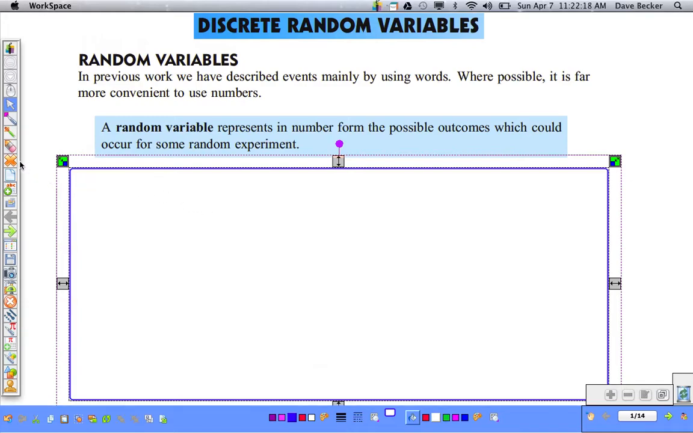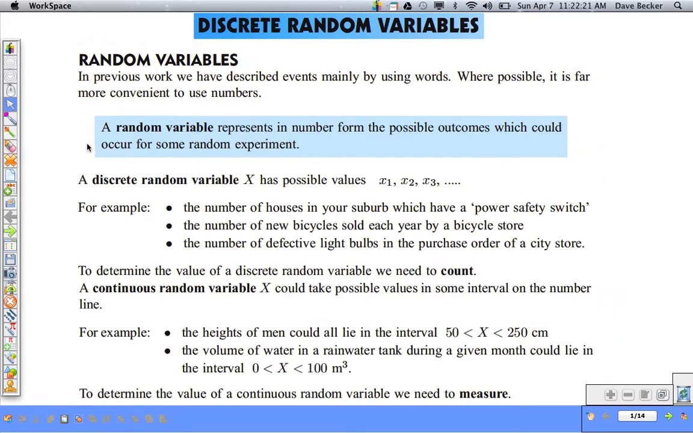So let's take a look at some more information, the different kinds of random variables. What we are talking about here is discrete random variables, and it's very important to know the difference between discrete and continuous. Basically, a discrete random variable, usually represented by the capital letter X, has different possible values. For example, tossing a coin: the possible values are heads or tails. Nice examples here: the number of houses which have a power safety switch, the number of bicycles sold, the number of defective light bulbs in the purchase order, on and on.